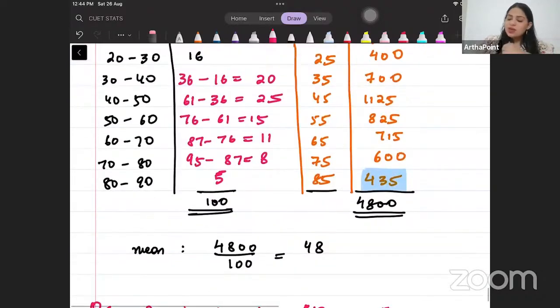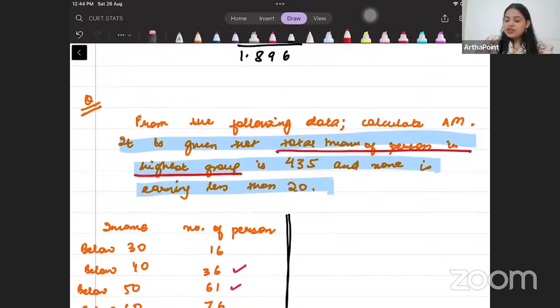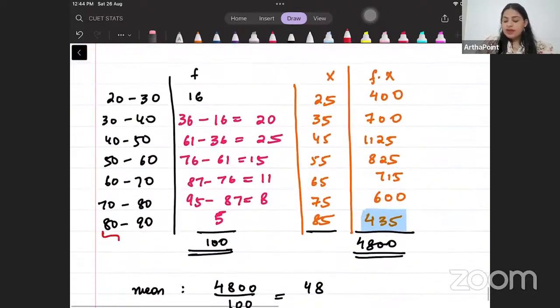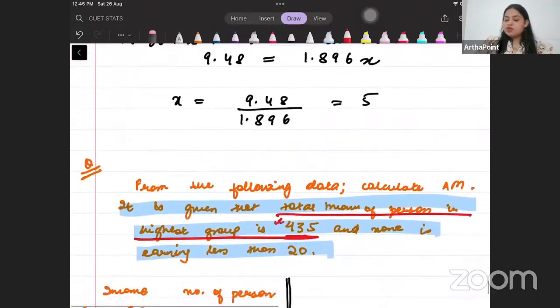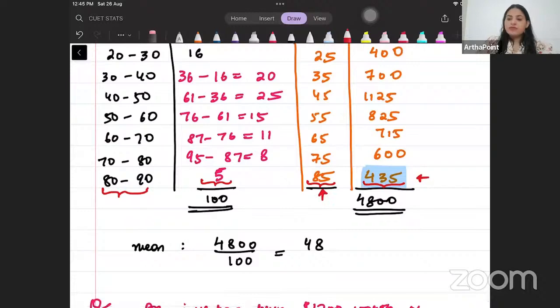So beta, I'm just comparing. The question said that the total income of people in the highest group is 435. Highest group is this group, na? People who are earning between 80 to 90. If there are 5 people and the midpoint is 85, this comes as 435. I'm just checking that this is the same number that was given to me in the question. So it is verified that we are going in the right direction, that the midpoint is in fact 85.